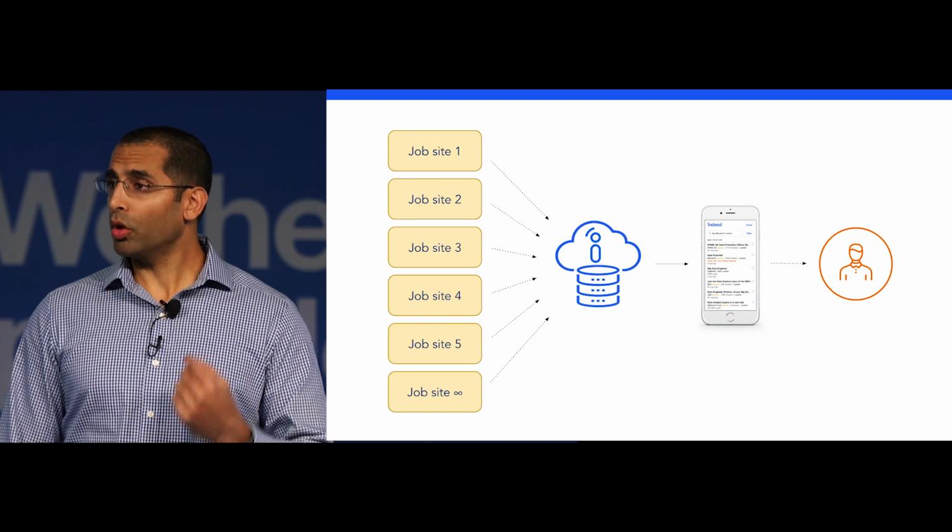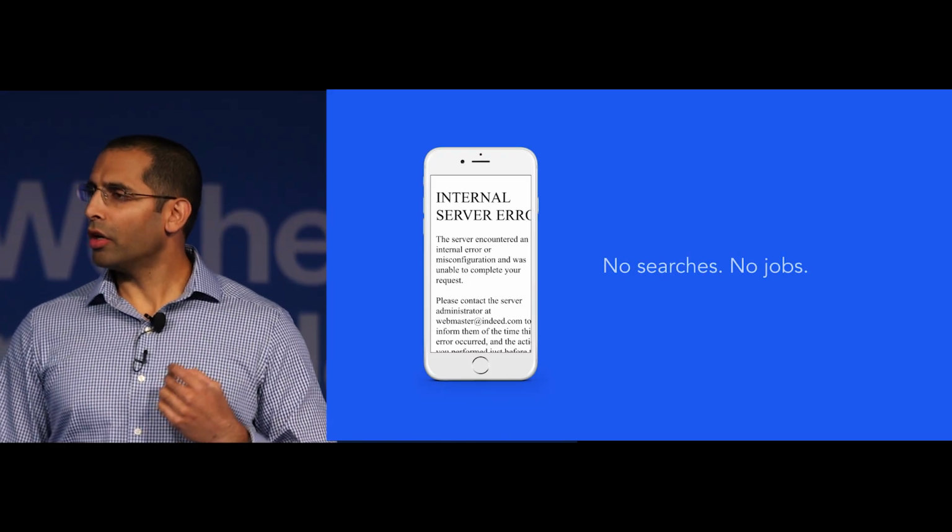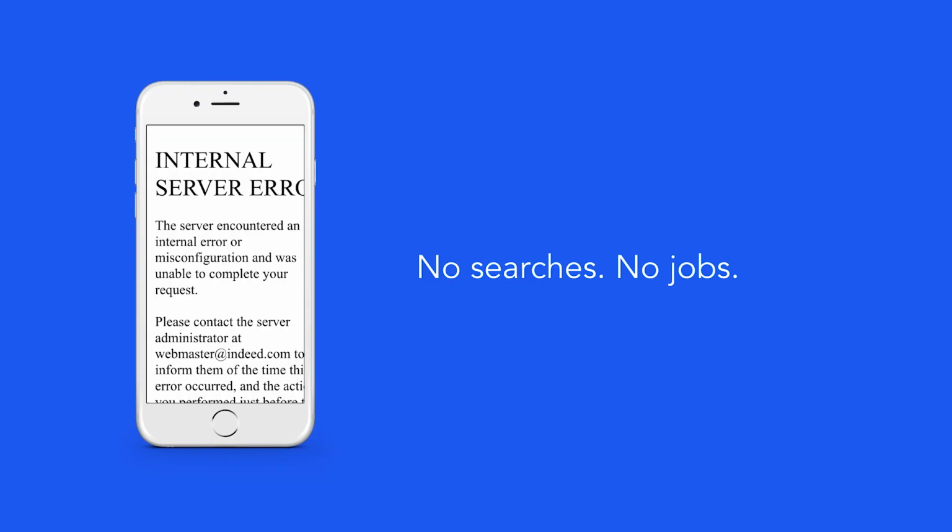And this is great when it works. It's super great. Sometimes it doesn't work, and then we have no searches and no jobs. Sometimes things break. Computers are hard. Software is complicated. This is why we need SLOs. Service level objectives help us understand what targets to shoot for so we can make sure that our site is available for the job seekers that need us.